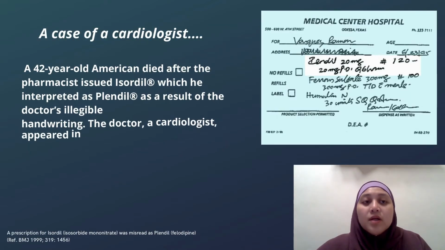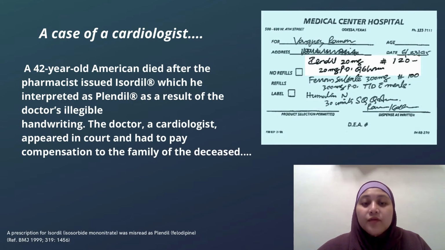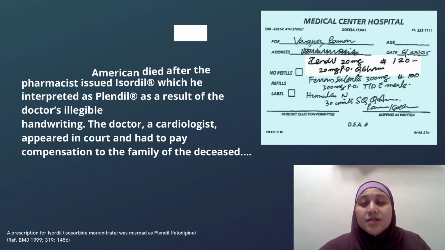The next case is about illegible handwriting of the prescriber. This is a case about a cardiologist who had a 42-year-old American patient die after the pharmacist issued Isodil, which he interpreted as Plendil, as a result of illegible handwriting. The cardiologist had to pay compensation to the family of the deceased.